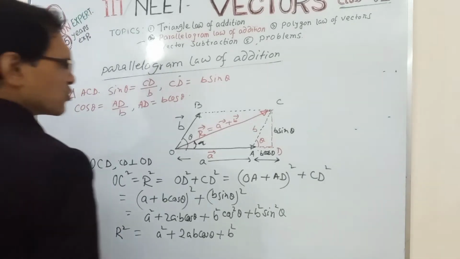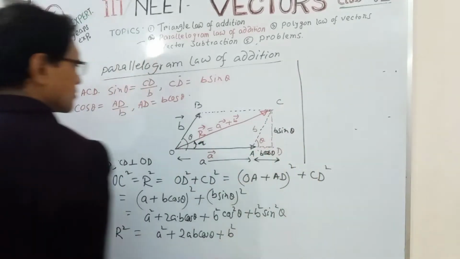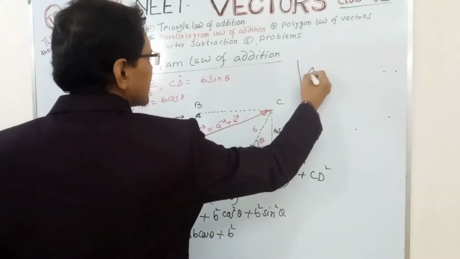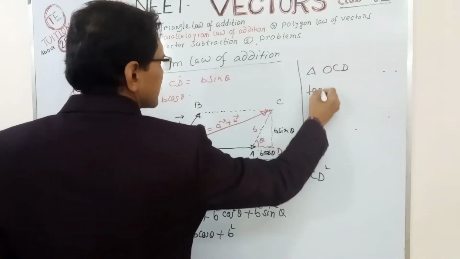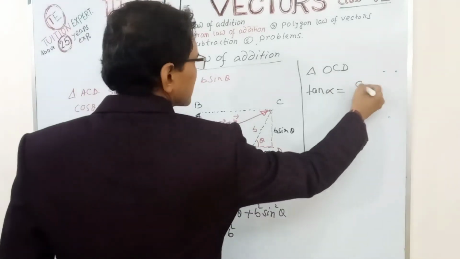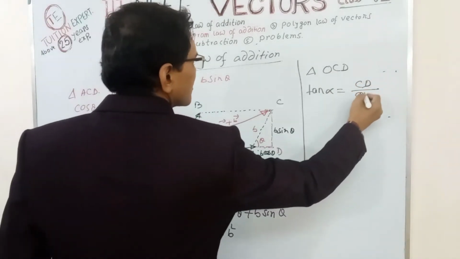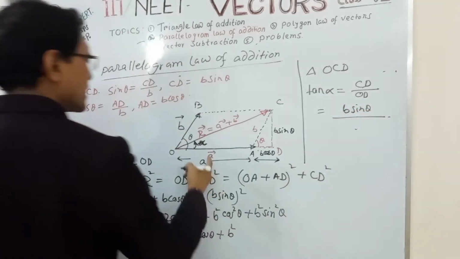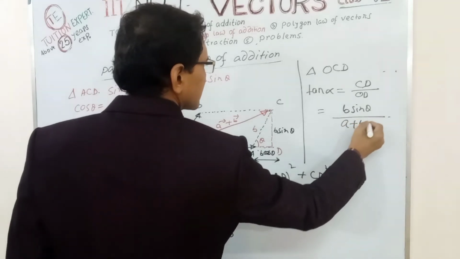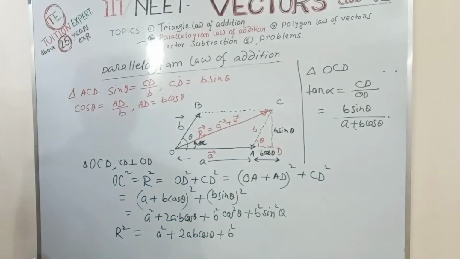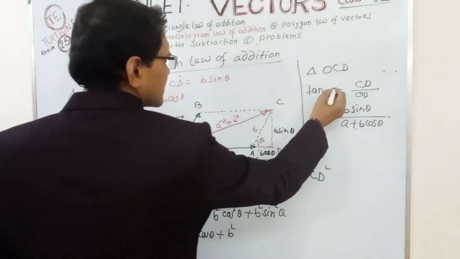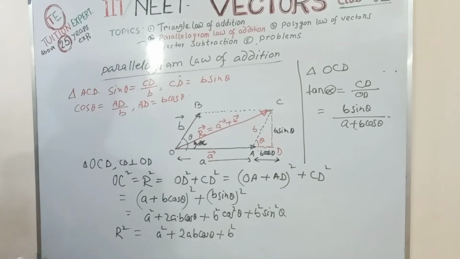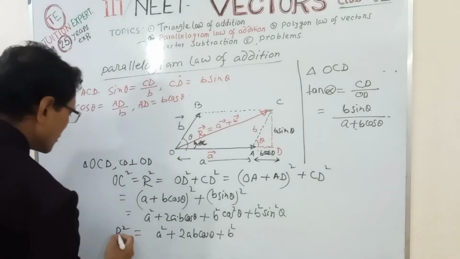Now from triangle OCD, we can also find the direction. Alpha: from triangle OCD, tan alpha equals perpendicular by base, CD equals B sin theta, OD equals A plus B cos theta. So this is the direction. Alpha is the direction, and we get the angle alpha using this formula. So this is the important result, R square equals this.